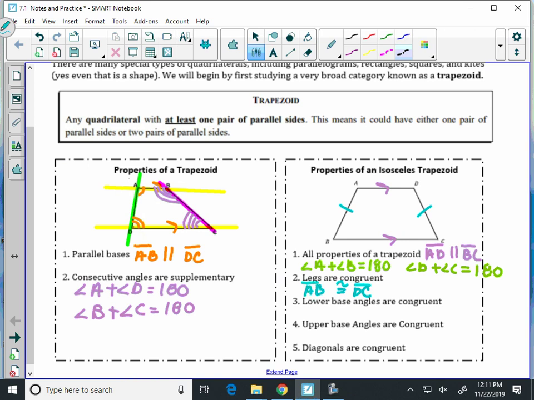AB and DC are going to be congruent. So because it's isosceles, because those two legs are congruent, those lower base angles are going to be congruent to each other. Same idea with an isosceles triangle. That means angle B is going to be congruent to angle C. The upper base angles are also going to be congruent to each other. So that means angle A is congruent to angle D.